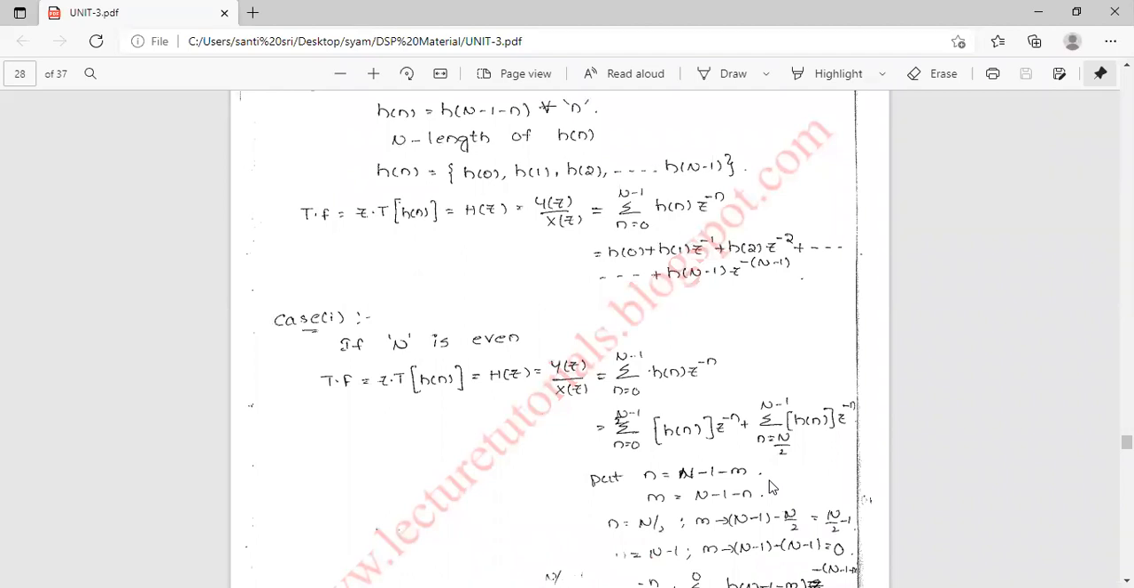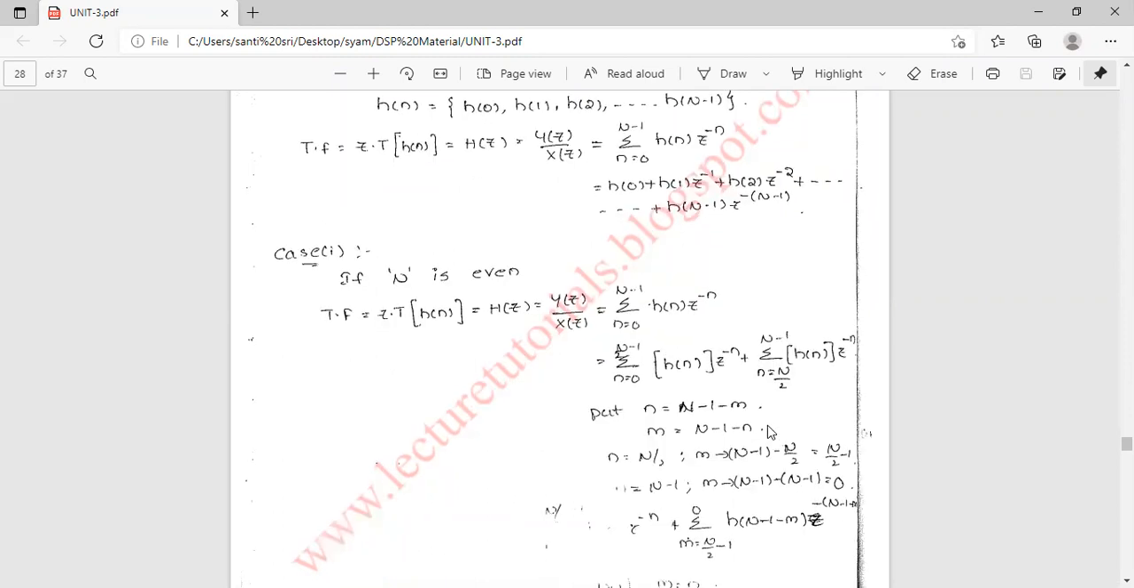So for case 1, if N is even, then h of z, that is Y of z by X of z, equal to sigma n equal to 0 to N minus 1 h of n into z power minus n, right? So it is sigma n equal to 0 to N by 2 minus 1 h of n into z power minus n plus sigma n equal to N by 2 to N minus 1 h of n into z power minus n. Can we divide it like this? Put m equal to N minus 1 minus n. When n equal to N by 2, then m becomes N minus 1 minus N by 2, that is N by 2 minus 1. If n is N minus 1, then m is N minus 1 minus N minus 1, that is 0.